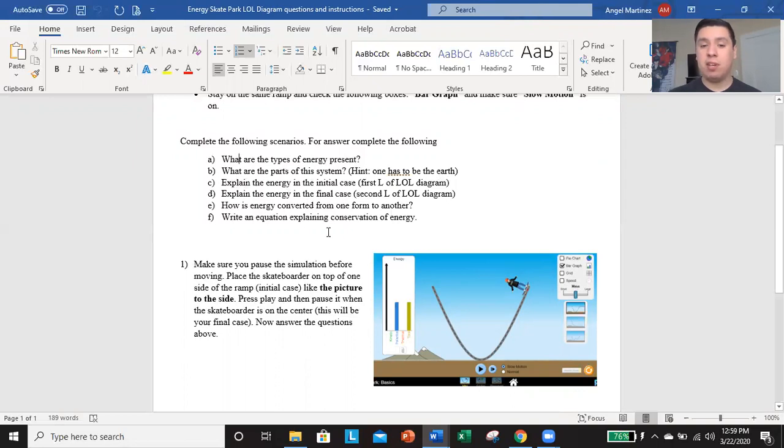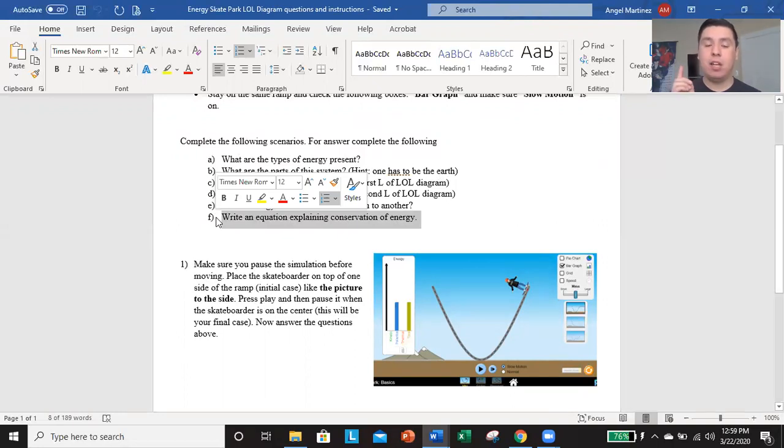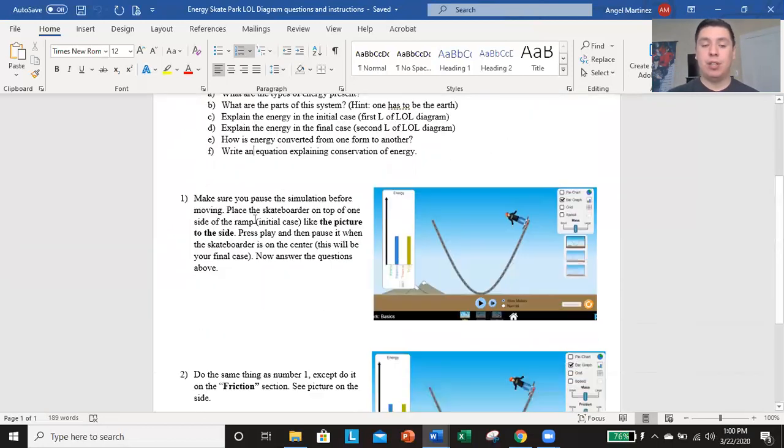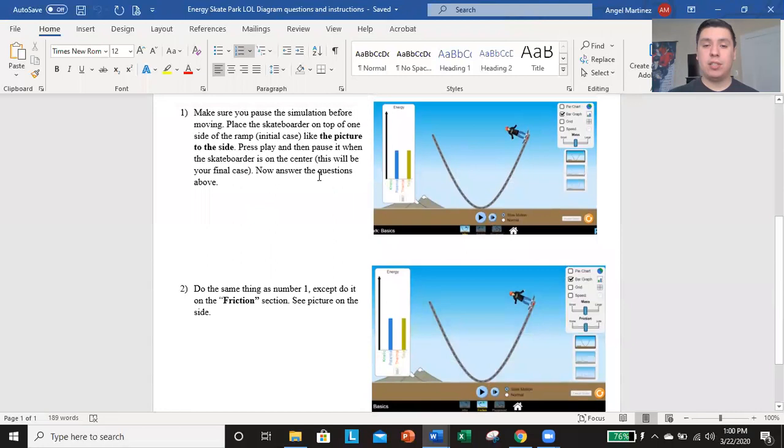And write an equation explaining conservation of energy. There's also a review of the practice from lesson 3, where you have to make the LOL diagram and then make that equation. So like KEi plus PEi equals KEf plus PEf, or initial kinetic energy and potential energy equals the final kinetic and potential energy. Right. So let's take a look at this.